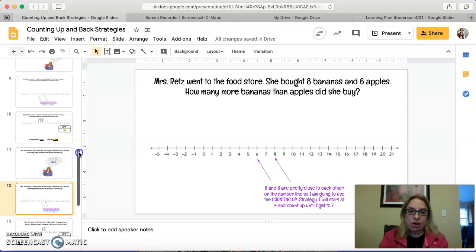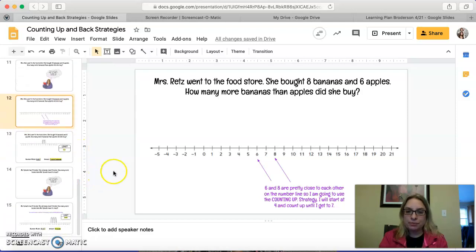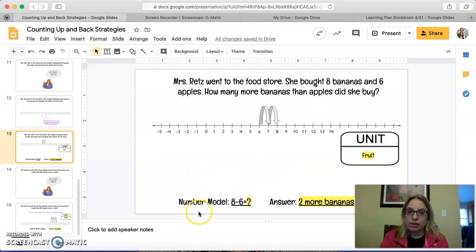So 6 and 8 are pretty close on the number line. So I'm going to be counting up. Okay, so here we are. Our number model: 8 minus 6 equals question mark. We're counting the number of fruit. So we have 6, and then we're going to see how many it takes us to get to 8. How many hops? 1, 2. So Mrs. Retz bought 2 more bananas than she did apples.